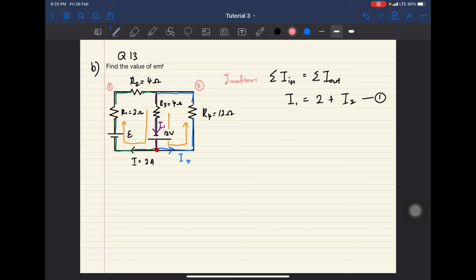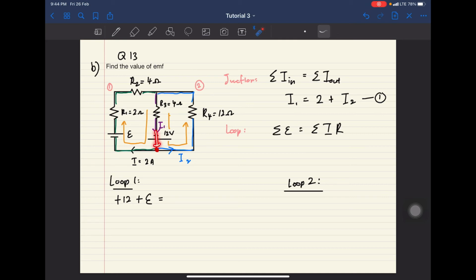Okay, now I'm going to apply the loop rule. Summation of EMF equals to summation of loss across the resistor IR. Okay, so for the first loop, I'm going to start from here, and then I'm going to go to the second EMF, and then I'm going to do the equal sign. So it will be positive 12, because this one is coming out from the positive terminal, plus positive EMF, okay, also from the positive terminal. So this is the loop direction, positive terminal there, positive terminal there.